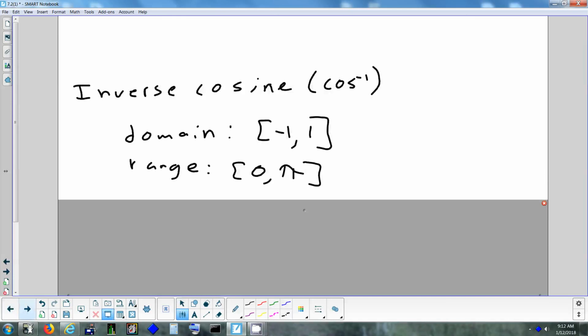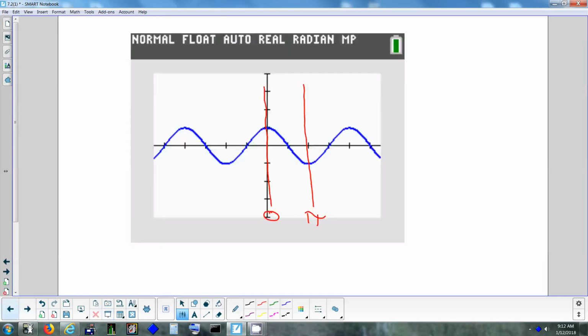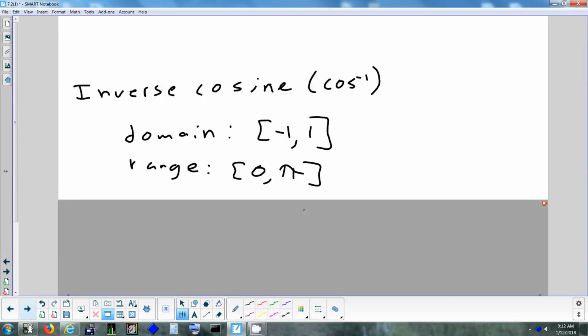Now, how did I get this negative 1 to 1? It's the same way I got it for sine. Inverse cosine has a high value of 1, low value of negative 1. That's the range of the original. Becomes the domain in the inverse.